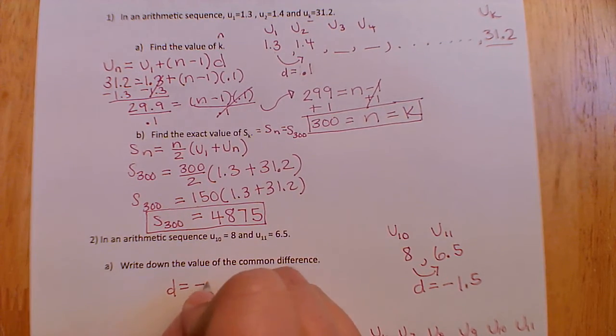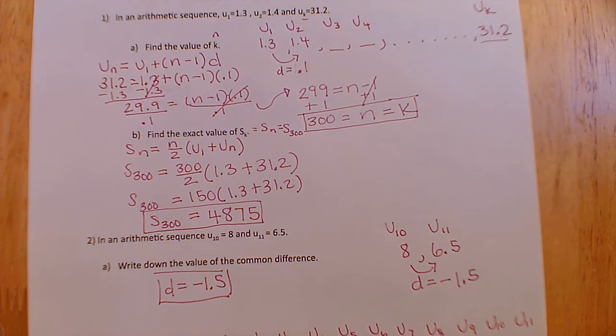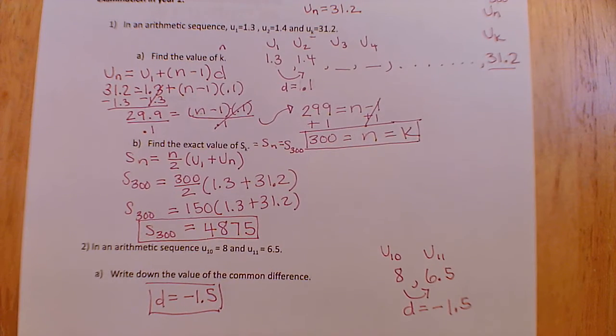So our common difference is negative 1.5. D equals negative 1.5. Please do not forget about that negative. Again, a lot of young mathematicians forget.